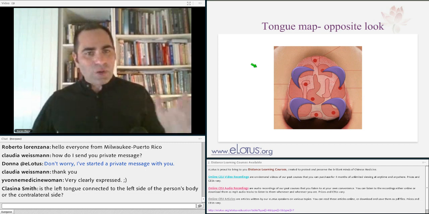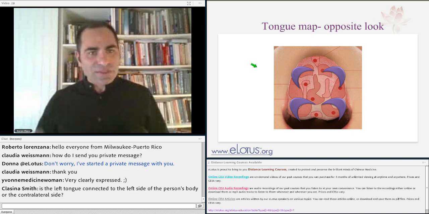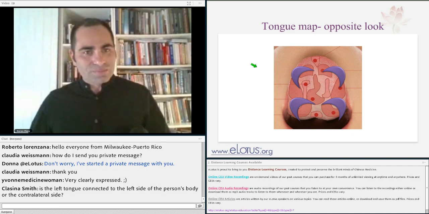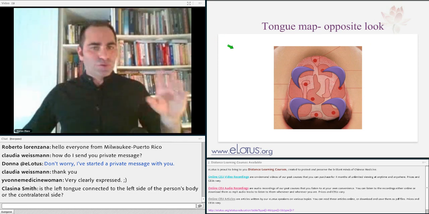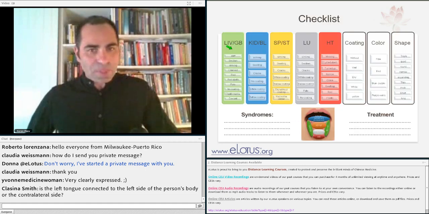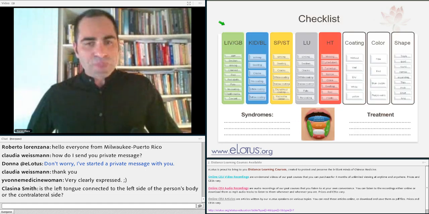So when I look at the person, I take it opposite, upside down, and I see the whole person. And this is really, really helpful. If I have one tip to give you, it is to try this for the next tongues that you see. It's very easy to see how the person interacts with himself and with his environment.